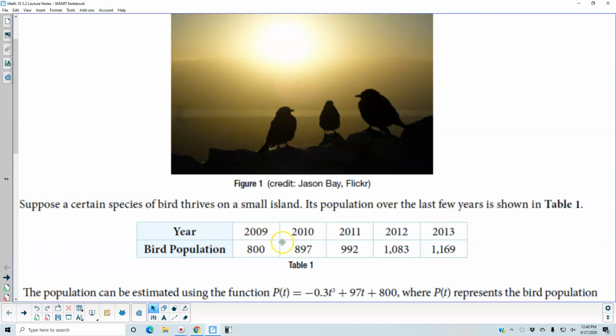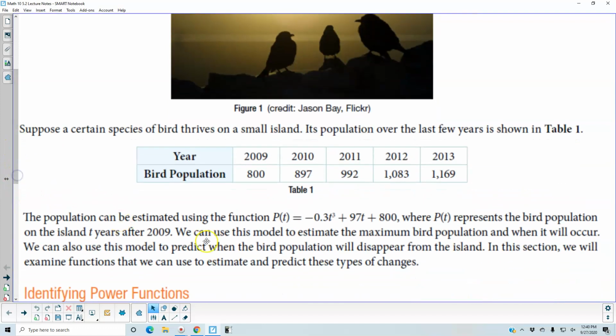In the year 2009, the bird population was 800. In 2010, a year later, it's now up to 897. 2011, 992. 2012, 1083. 2013, 1169.